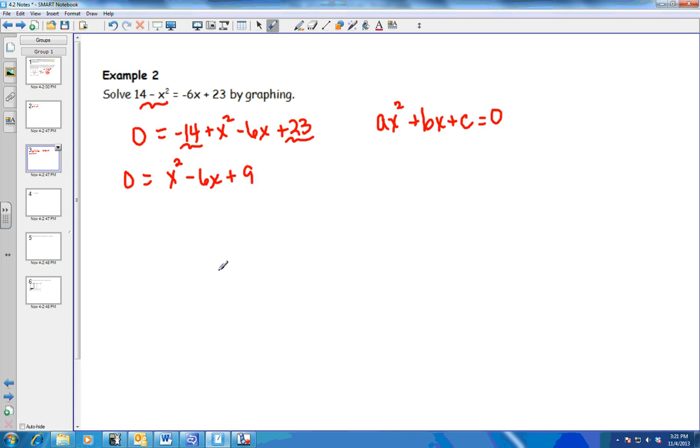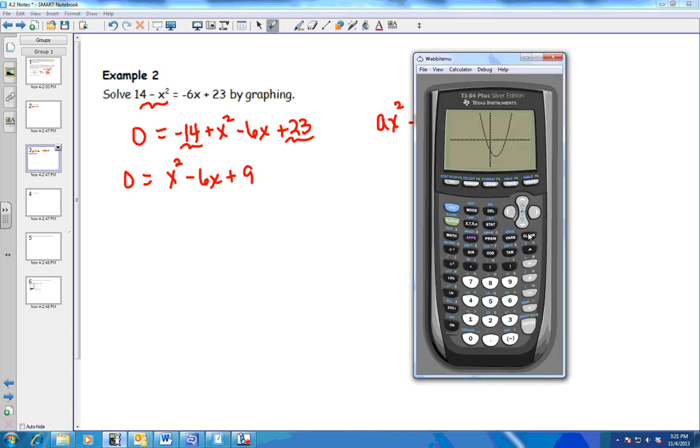Once you set it equal to 0 and you have it in standard form, now we can graph it and see where it crosses the x-axis. So y equals x squared minus 6x plus 9.